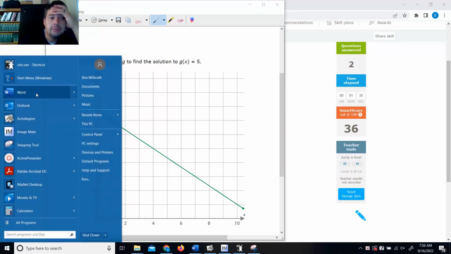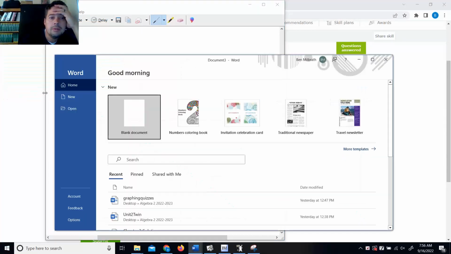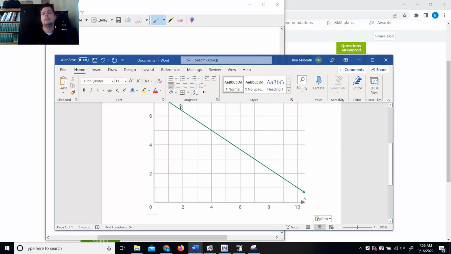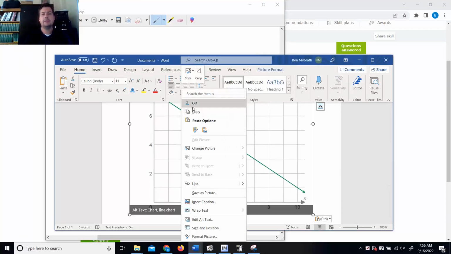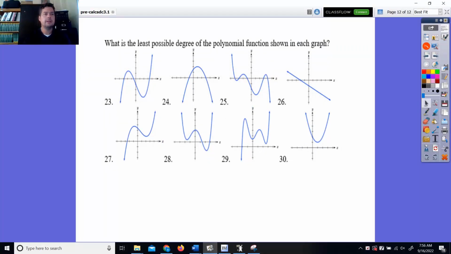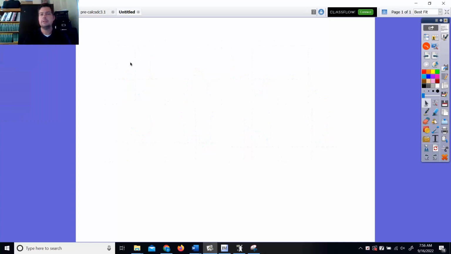So let's figure out what that means. I don't know why I put that there. I actually don't want that there. I want this in a different piece of software, so I can actually draw on it.